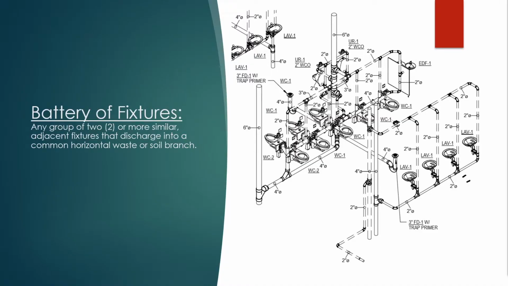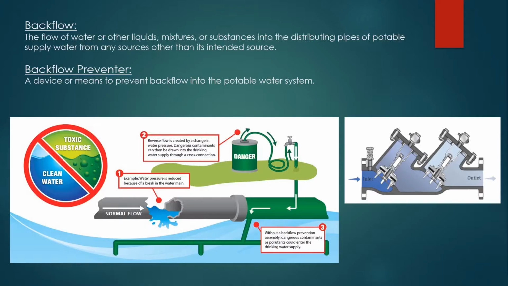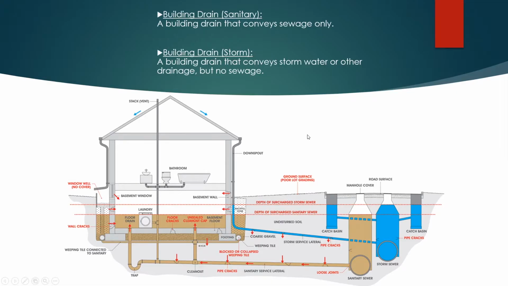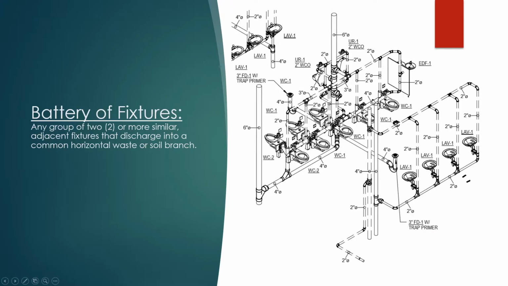Next is a battery of fixtures. This is any group of two or more similar adjacent fixtures that discharge into a common horizontal waste or soil branch. So that would be anything connected to this horizontal run here. All of these are a battery of fixtures. These sinks right here are the battery of fixtures.